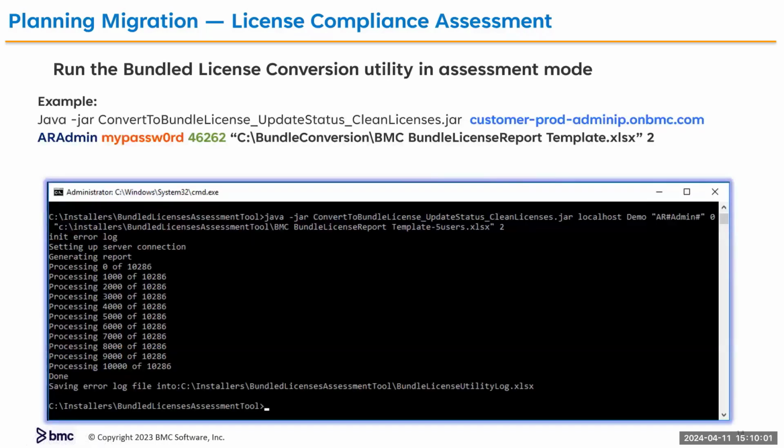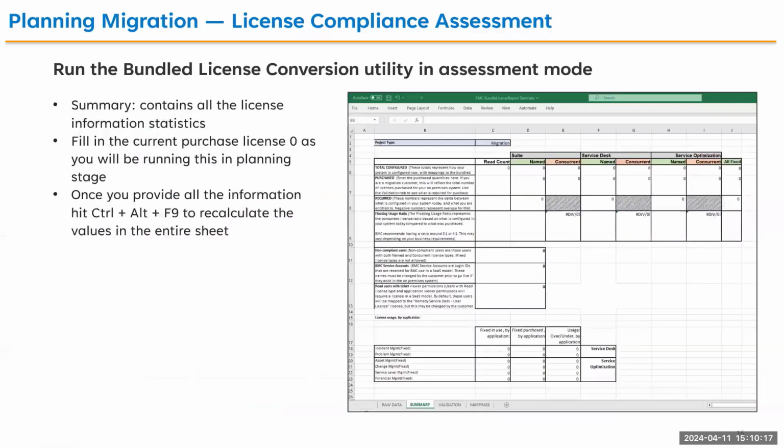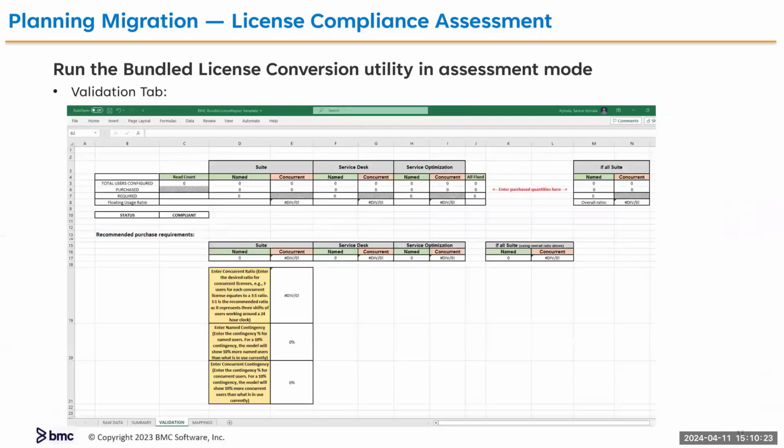Here is a sample command to execute along with the sample output. Upon successful execution of the license conversion utility, the data will be populated to the sheet and you can do your assessment. There are a couple of other tabs like summary and validation tab, which show the statistics of the information based upon the mapping sheet. So it will populate the information combining mappings and raw data, and it will do a calculation. Before proceeding further, make sure that the status is compliant.